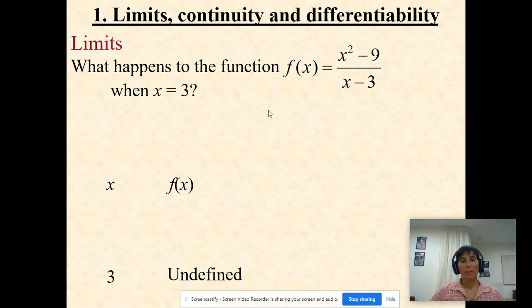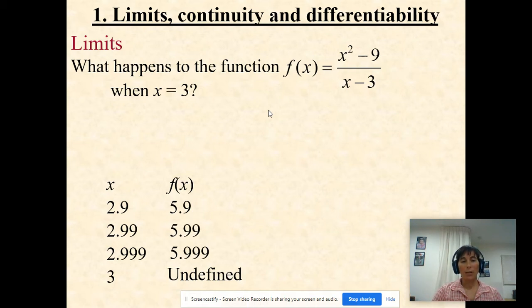But what happens for values below 3, tending towards 3? Substitute in 2.9, 2.99, 2.999 into the function now and see what you get. Hopefully you should find that the function values are 5.9, 5.99 and 5.999 respectively. So what's happening there is that they're tending towards a value of 6 from below.